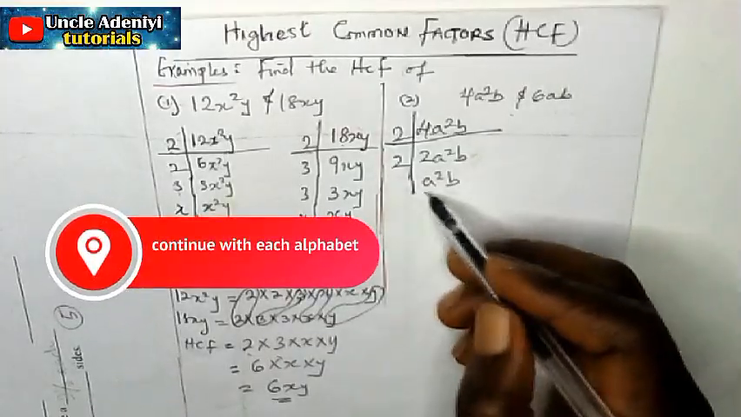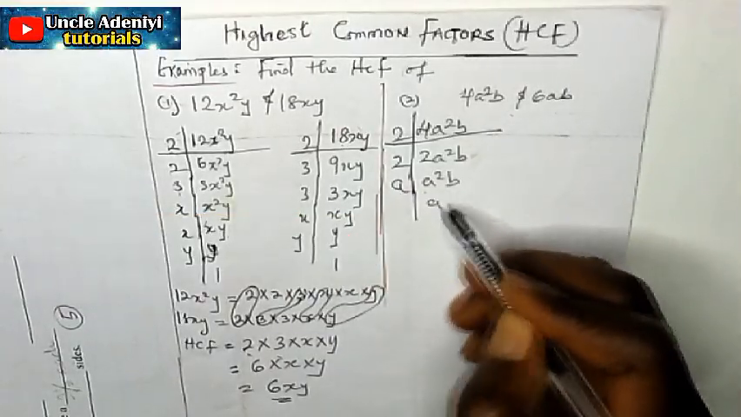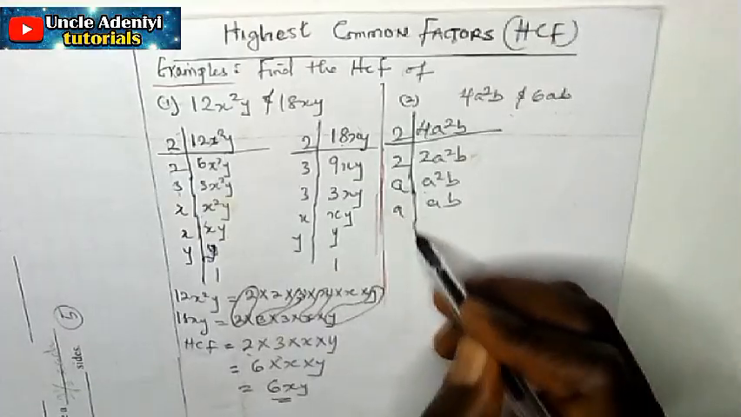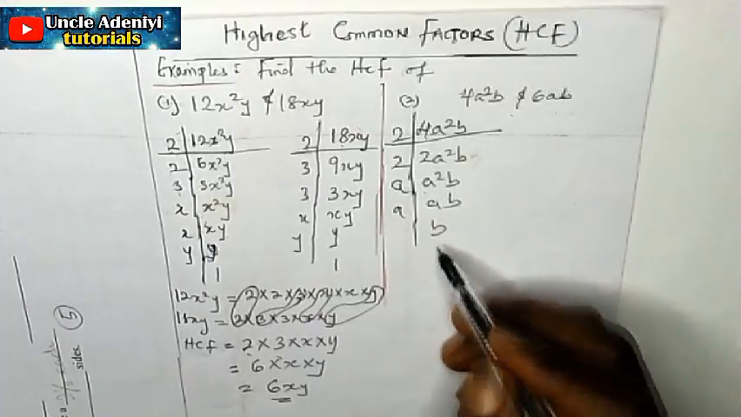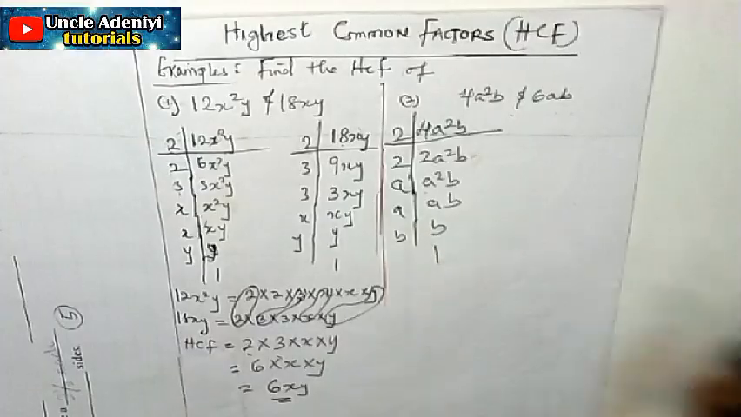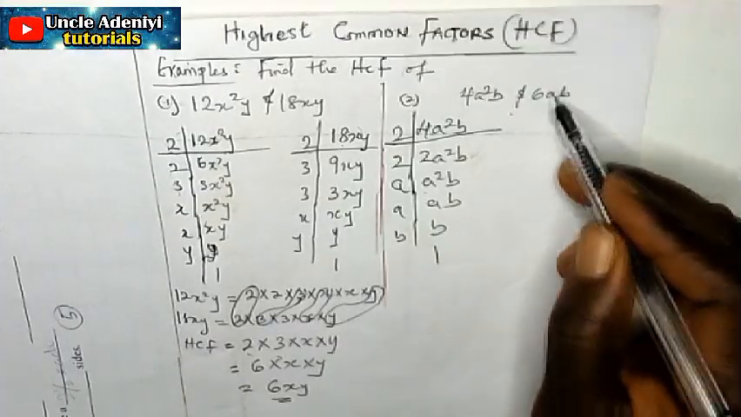Remain alphabet. a can go. It still remains ab. a can still go. It should still remain b, right? b can go. It should not be 1. Do you get it?